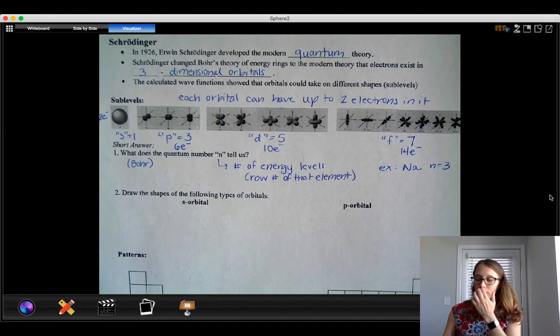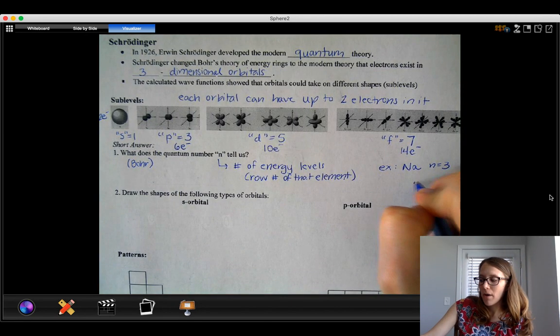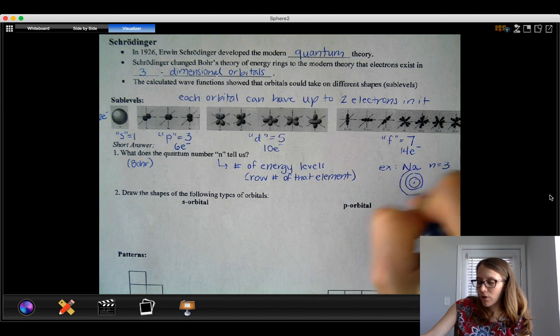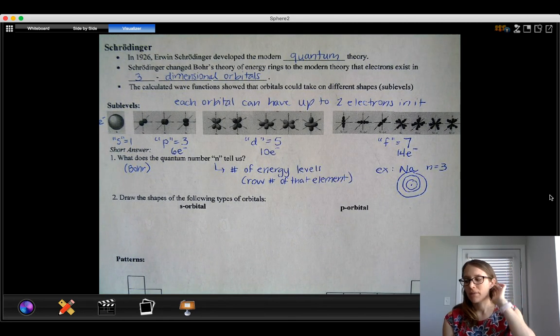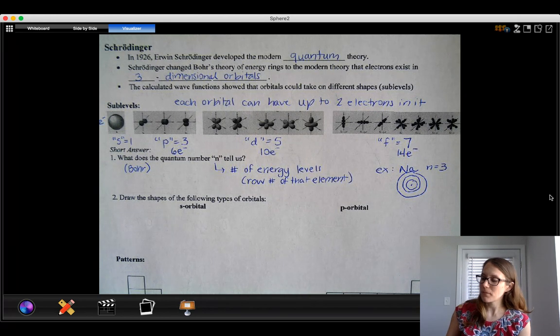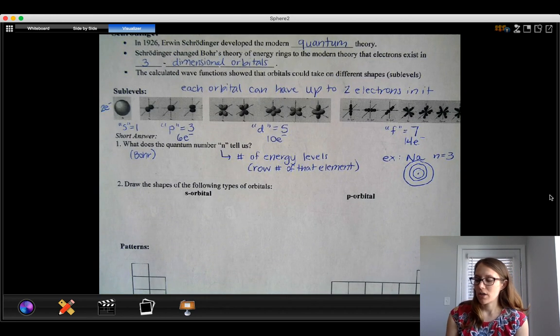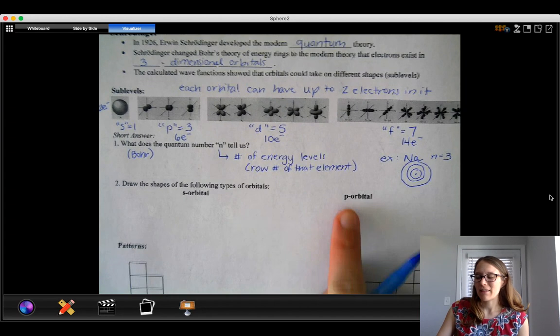It's in the 3rd energy level, and so if we were going to draw the Bohr model, we'd have 1, 2, 3 energy levels. And then in a little bit, we'll talk about how these different s, p, d, and f correspond to those different energy levels. The second short answer question on here is to draw the shapes of just the 2 simpler types of orbitals, the s orbital and the p orbital.